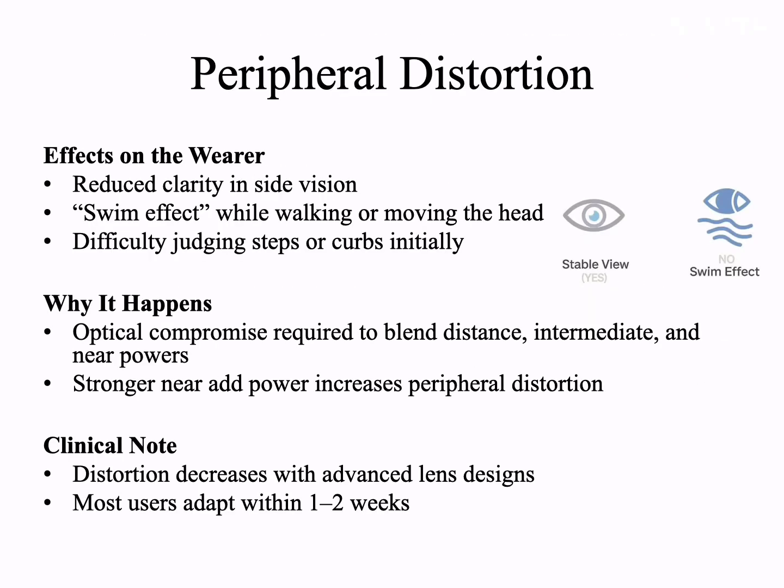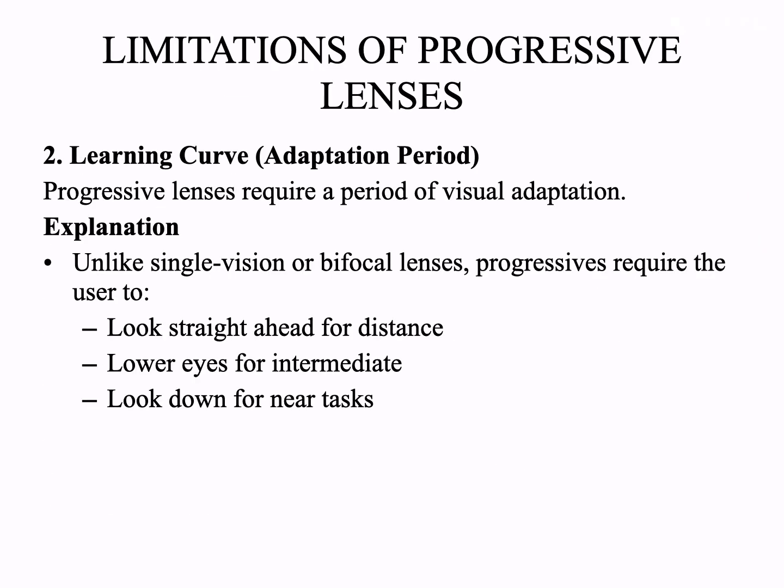So what is the effect on the wearer? Reduced clarity in side vision, swim effect while walking or moving the head, difficulty judging steps or curves initially. Why does it happen? Optical compromise is required to blend distance, intermediate and near powers. Strong near adds power, increasing peripheral distortion. Clinical note: distortion decreases with advanced lens design. Most users adapt within 1 to 2 weeks.